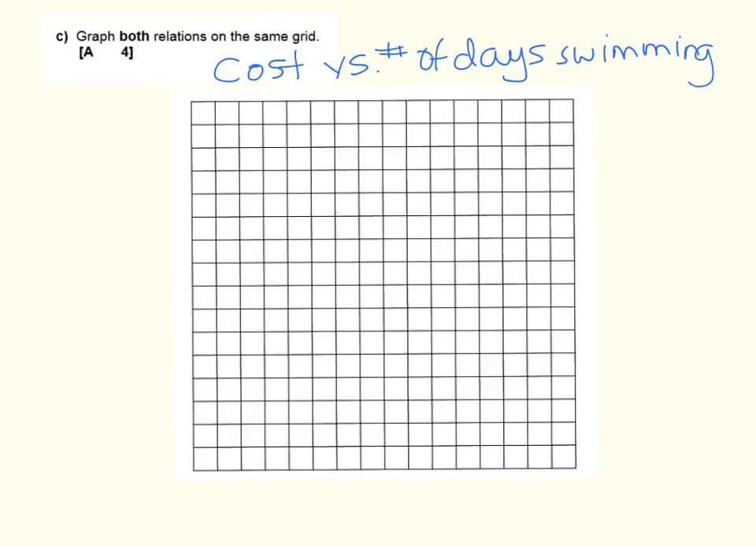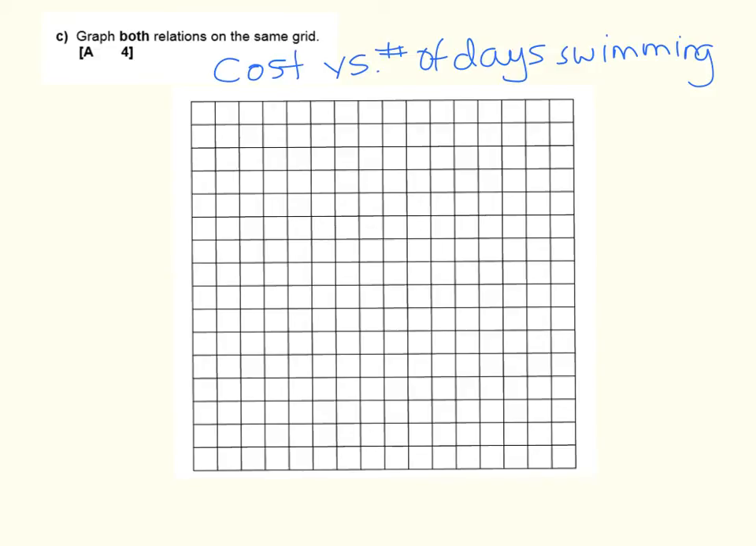So the first thing I want to do is give my graph a title. So my title will be, I'll use the comparing of the y-axis to the x-axis, or the dependent variable to the independent variable. So it'd be cost versus number of days swimming. And yes, that's my title.